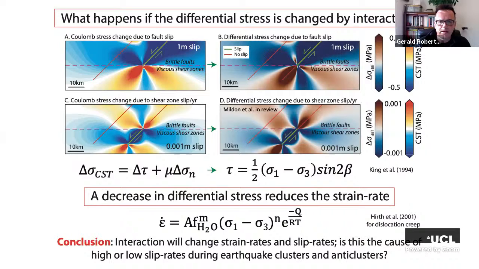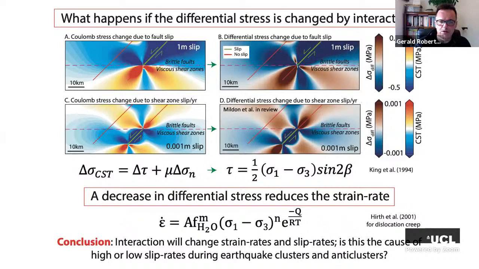But what's less familiar is that you can convert those values into differential stress. So that's the top right panel. Again, 1 meter of slip changes the differential stress. By the way, differential stress is sigma 1 minus sigma 3. Also, what's not obvious is that shear zones, when they creep, also change both the Coulomb stress, the bottom left panel, and the differential stress, the bottom right panel. And the magnitude is large.